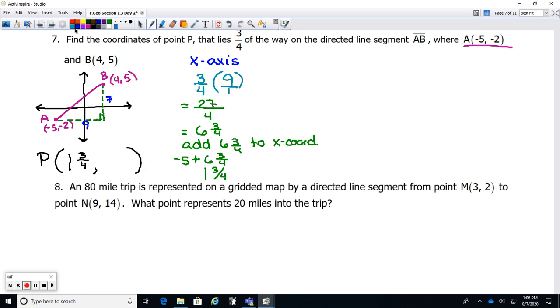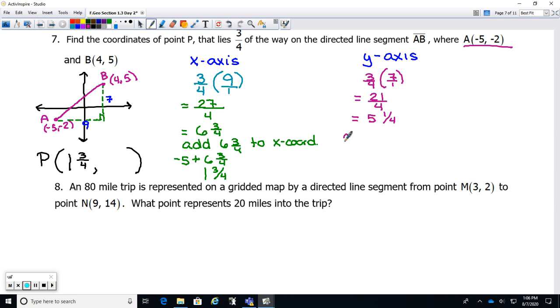Now I need to go over and find the y-axis. So again, kind of made it easy with the nice numbers earlier. Everything's not always going to work out perfect. This time I need to do 3/4 of the vertical distance that we saw was 7. So again, multiply across, 21/4. That goes in 5 times with 1/4, or you can say 5.25.